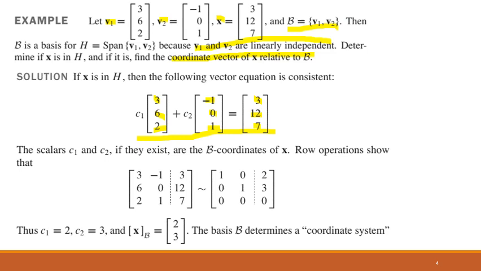The augmented matrix of this can be written as this. By reducing this matrix into reduced row echelon form, we will get this matrix. And from this matrix, we can find the values of C1 and C2, which are 2 and 3 respectively. So we can write the coordinate vector of x relative to B as this. So the basis B determines a coordinate system in a subspace H.